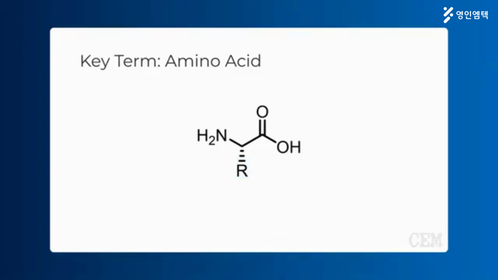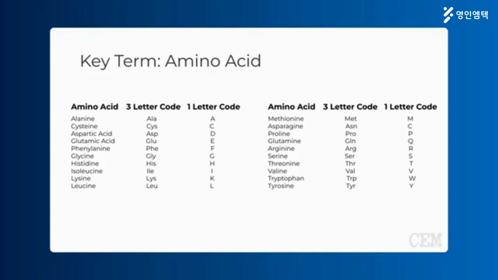There are 20 standard amino acids, each having a specific R group, name, 3-letter abbreviation, and 1-letter abbreviation. Though amino acids with other R groups exist, both nature-based and man-made, these 20 standard amino acids are by far the most common.